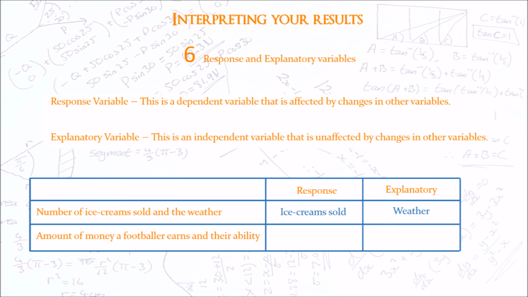Another example, amount of money a footballer earns and their ability. So if you've got somebody that's pretty good at football, chances are they're going to be paid a higher wage than the other players. But that doesn't mean that if you would just give that player a massive pay increase, then their ability is going to increase as a result. Unfortunately, it doesn't work that way.